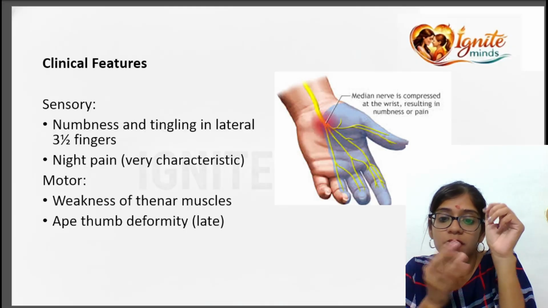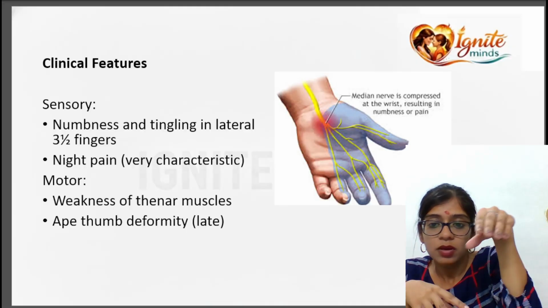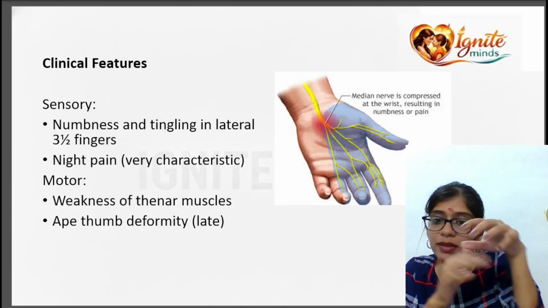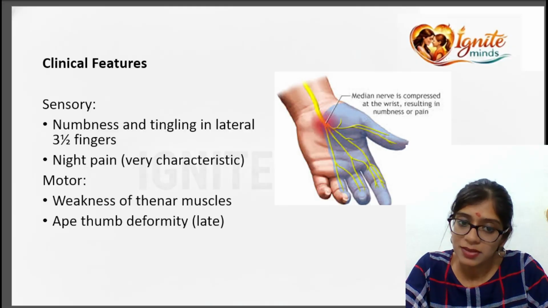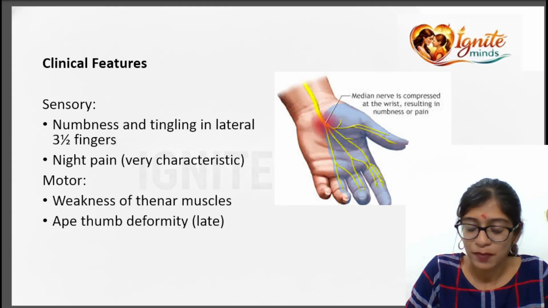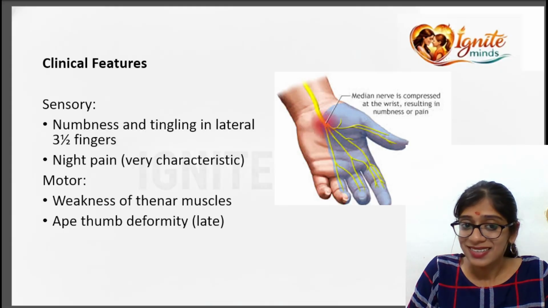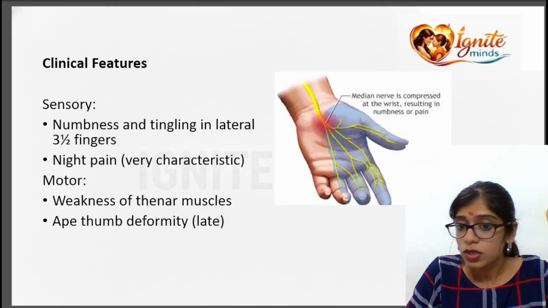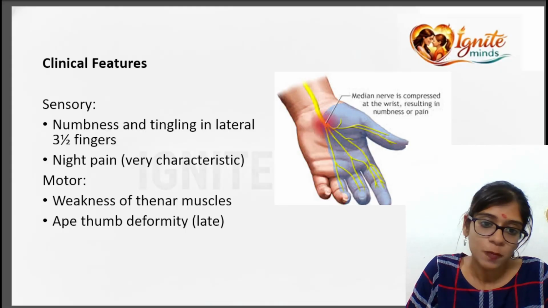If that happens, the median nerve is already compressed because of carpal tunnel syndrome. Then if the wrist is also flexed, the nerve is going to be more compressed and the patient is going to feel increased symptoms. Okay. So these are the sensory clinical features. What about the motor features?